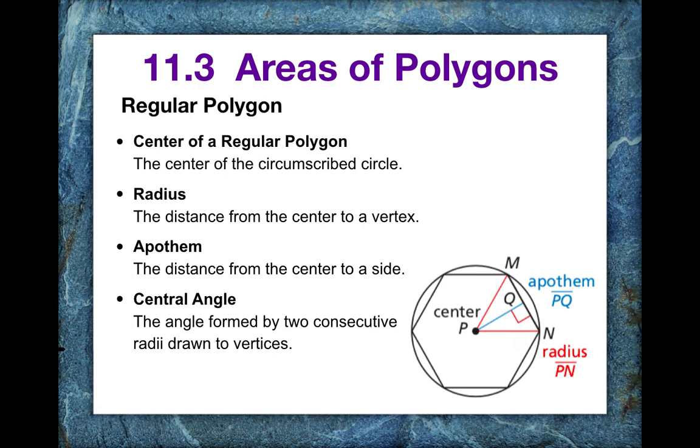And the central angle is going to be the angle formed by two consecutive radii. So the central angle is this angle here. And we know something about the central angle because if we know that this is 360 degrees all the way around, then 1/6 of 360 degrees is going to be the central angle for this particular polygon.